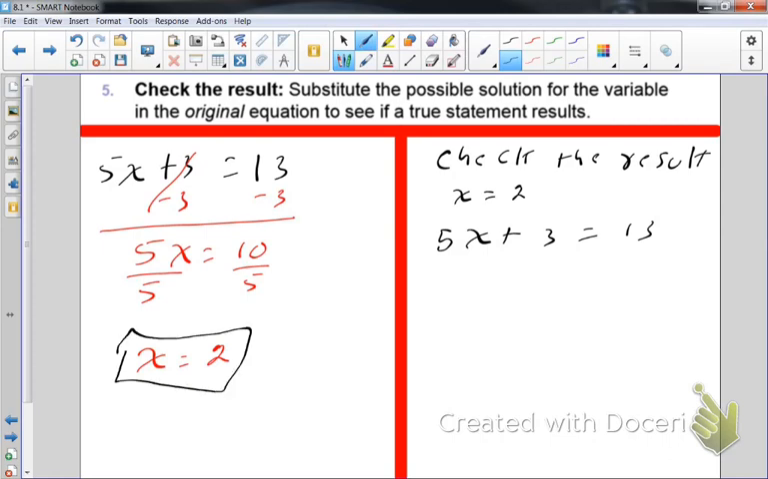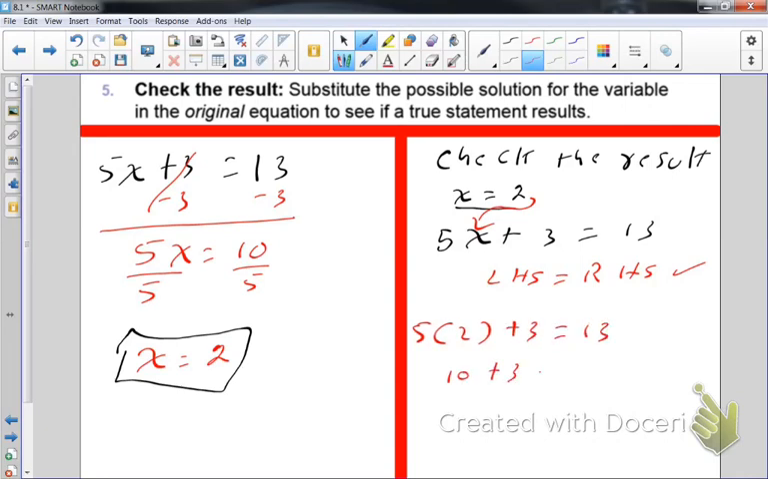What I want to do now is take this information that I know about x and substitute it into the original equation, just to make sure that the left-hand side is equal to the right-hand side. If this is true, I'll put a little check mark, because that means I've done it correctly. So I have 5 times 2, I'll put that in parentheses, plus 3 is equal to 13. So I get 10 plus 3 is equal to 13. So 13 is equal to 13, which means I just checked my result to make sure that when I solved for x, it was correct.